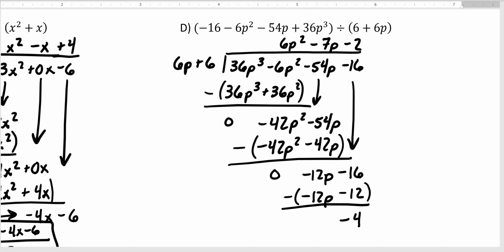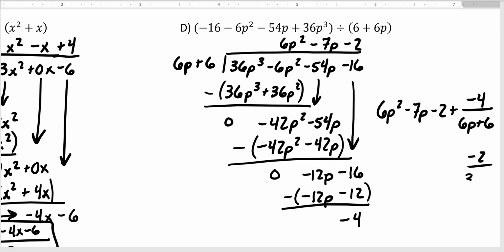So my quotient for this one would be 6p squared minus 7p minus 2 plus negative 4 over 6p plus 6. Now, if you wanted, you could absolutely simplify that fraction. We can take a 2 out of everything. You could turn it to negative 2 over 3p plus 3. That would be totally fine. I'm not going to require that, but it is something we can think about, all right?